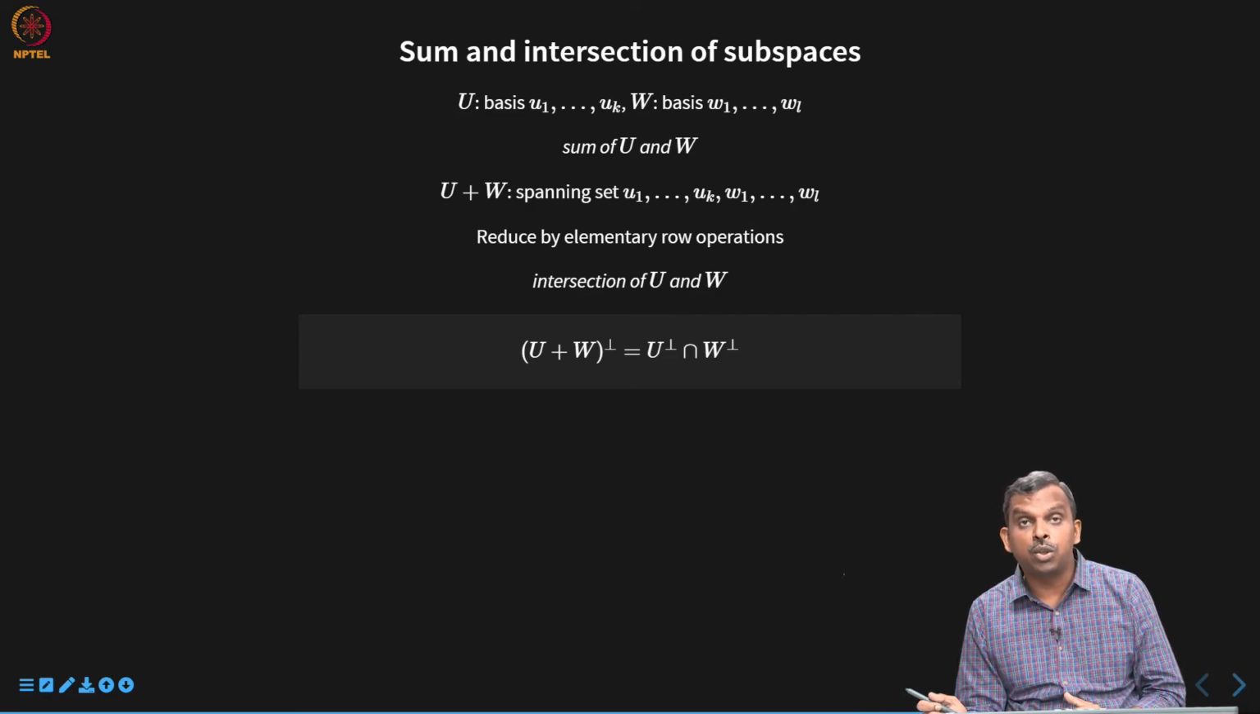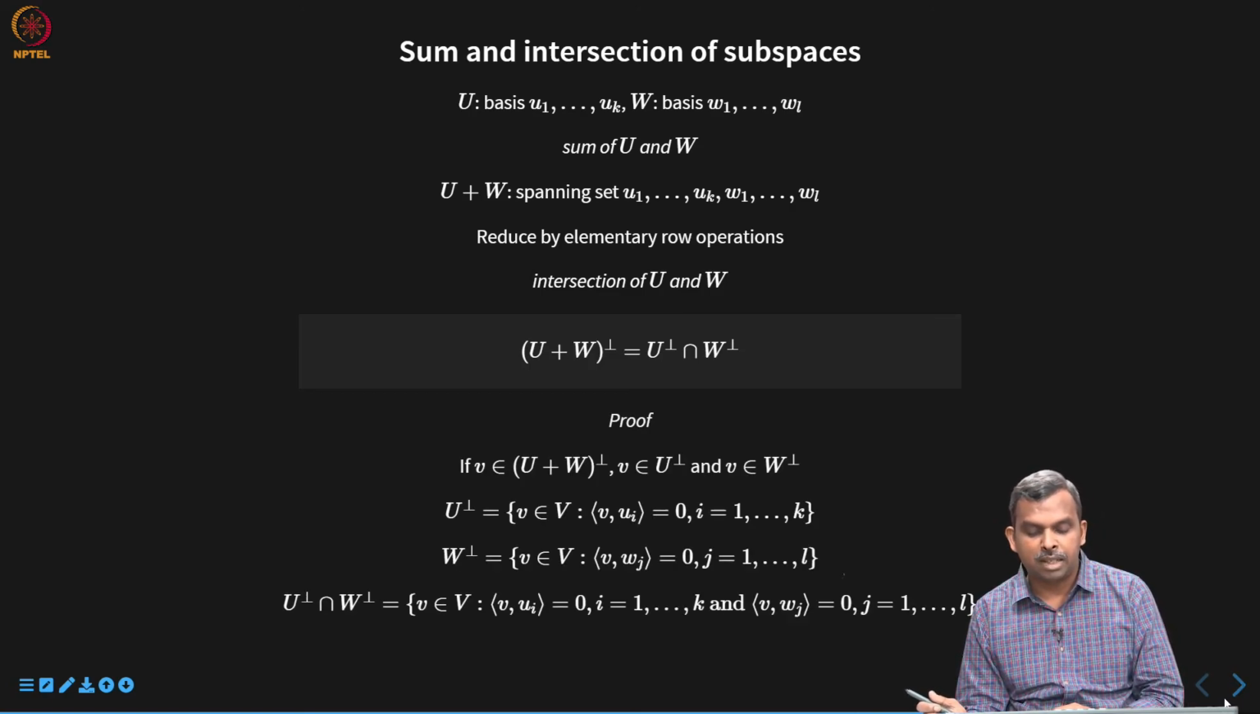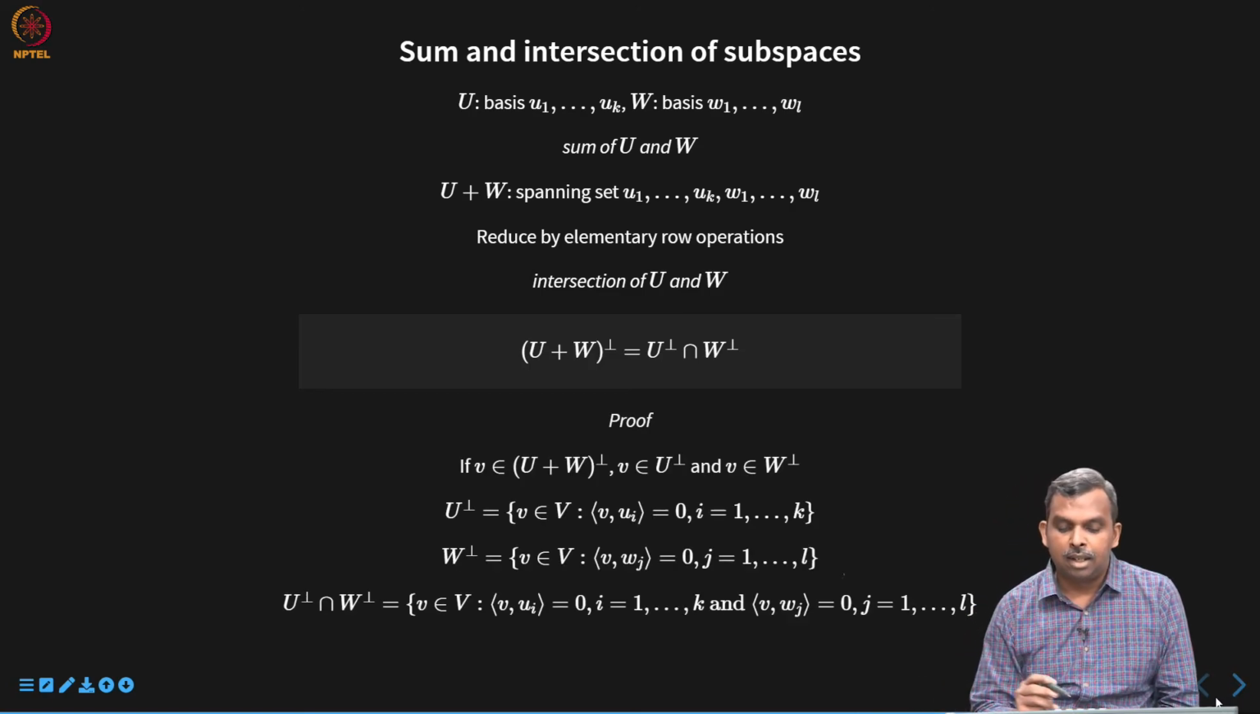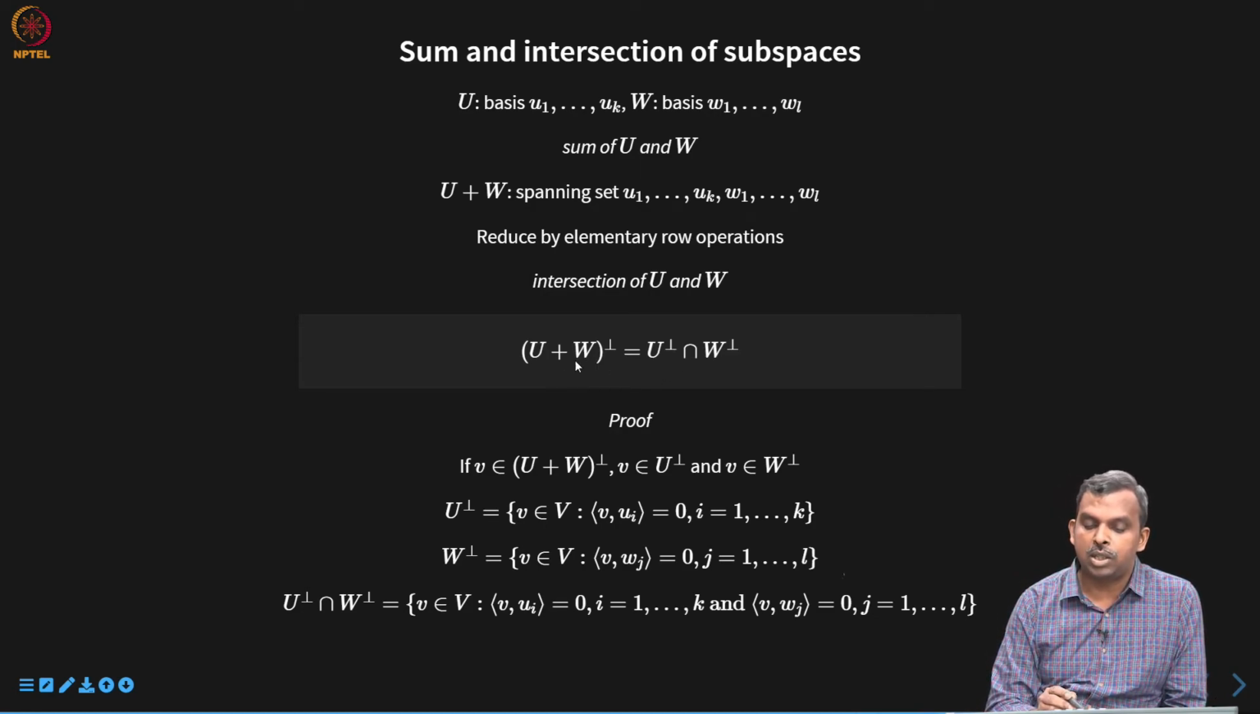So what do you do for the intersection of U and W? One textbook, easy method is this result: (U plus W) perp is actually U perp intersect W perp. This result one can use to do the intersection. Let me first prove this result and then show you how this works. Usually when you want to show two sets are the same, you show that if some vector is in the left hand side, it's also in the right hand side, and if some vector is in the right hand side, it's also in the left hand side.